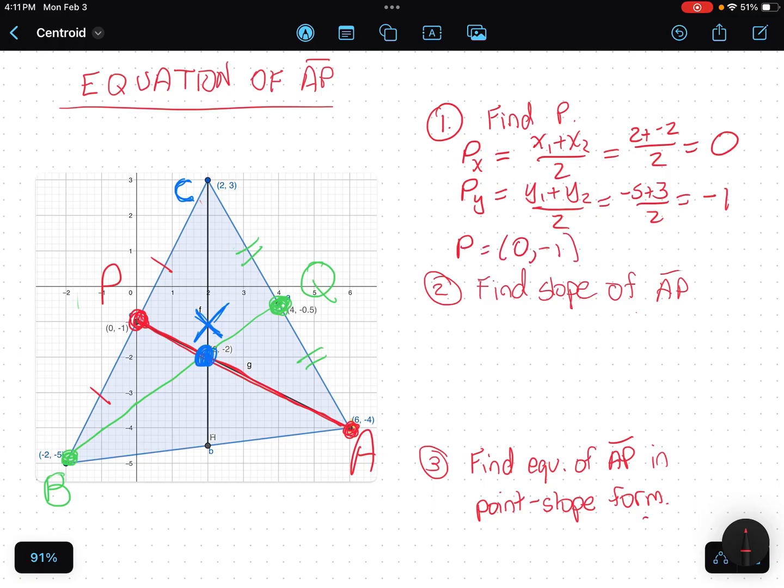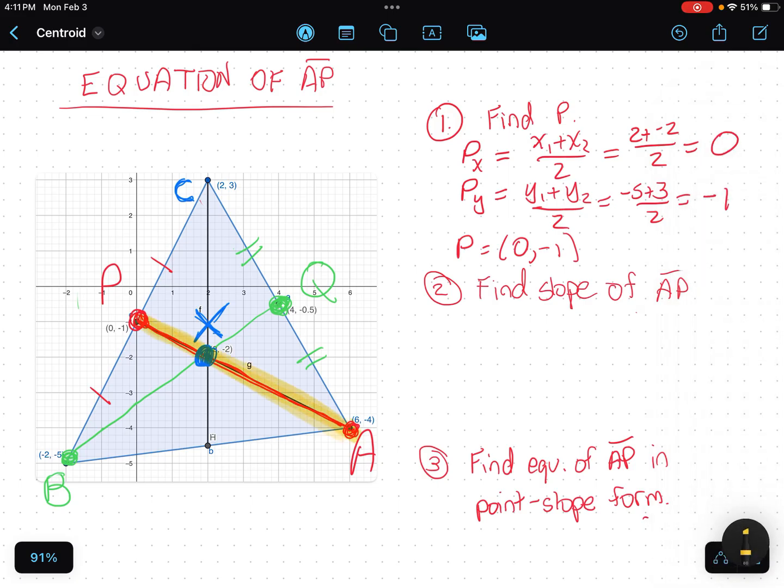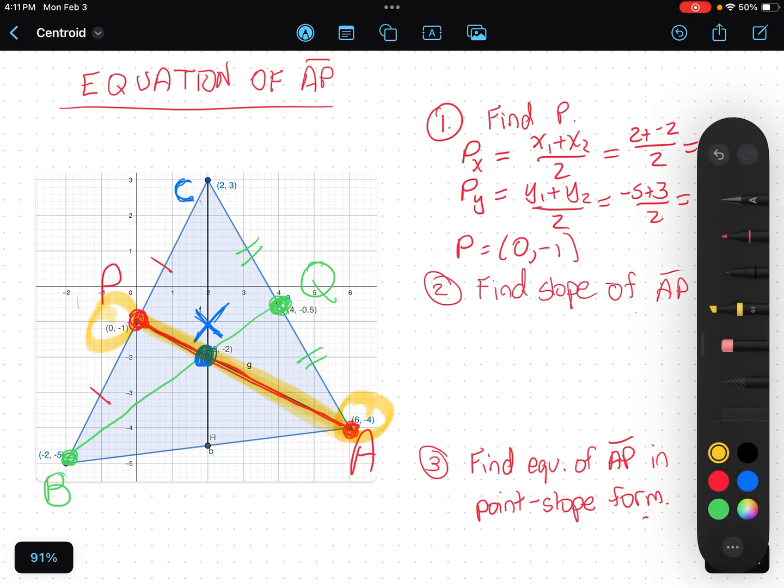Now, why did we find that? The whole goal is really so that I can write the equation of AP, and to write the equation of AP, I need to find the slope of AP. So I need 2 points on that line segment or line so that I can find the slope. So I do have my 2 points now that I found P, which happens to be 0, negative 1. I can now use it to go ahead and find the slope.